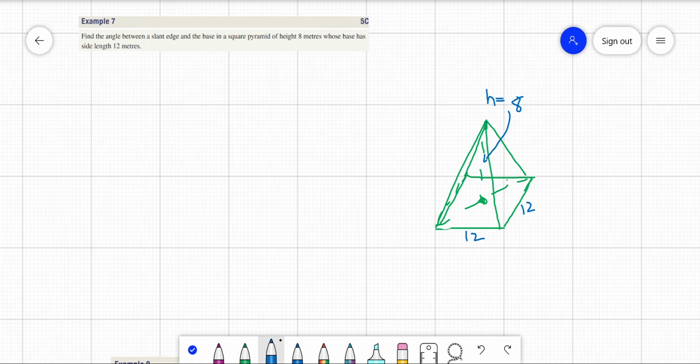The slant edge, so I'm going to use, doesn't matter which one we use, but I'm going to use this one. Oops, no, I'm not going to use that one. I'm going to use this one. I was following the wrong edge. I'm going to use that one, that slant edge. So what angle does this make with the base?